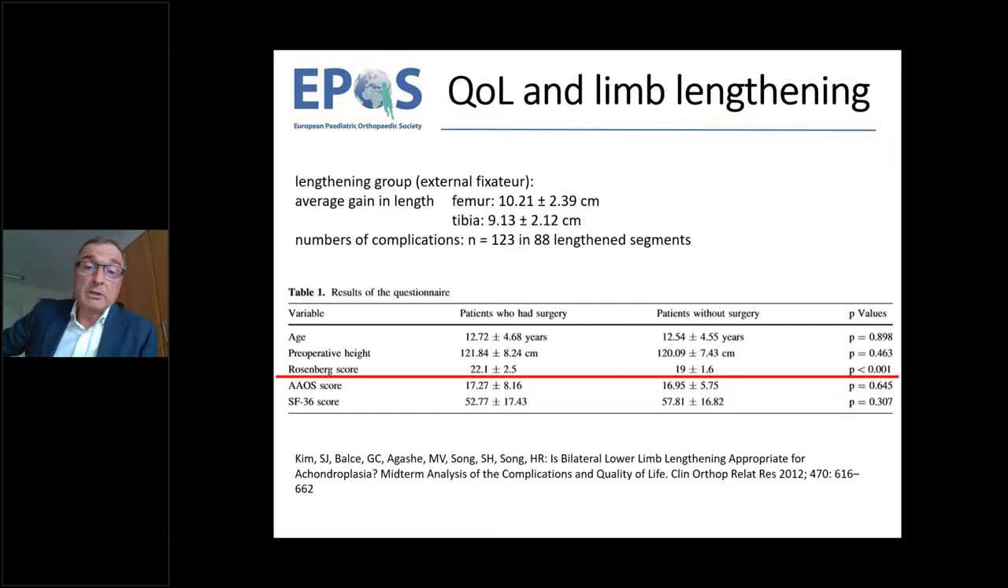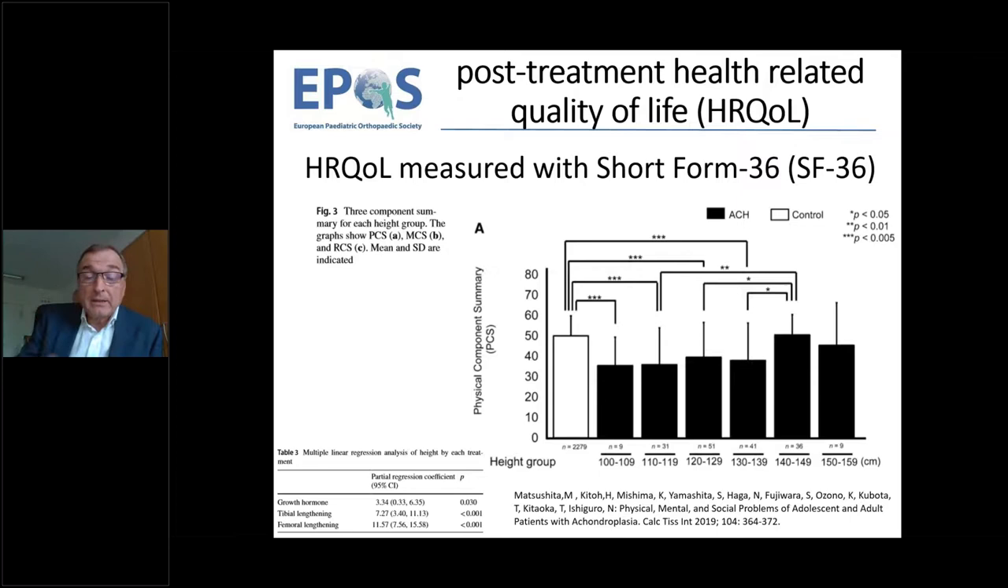It is not as clear as we all think that after limb lengthening, patients do show a better quality of life rating. In this comparative study, only the self-esteem score of Rosenberg performed better in the patient group who had surgery. In another Japanese study, you can see that patients who gained heights beyond 140 centimeters showed similar health-related quality of life measures with the Short Form 36 to normal patients. And the shorter the patient was, the lower the score was. So there is some relation.